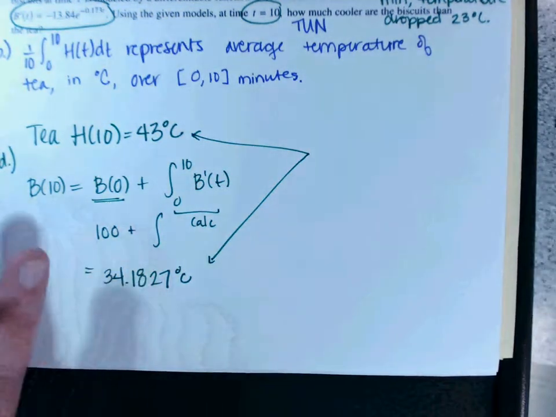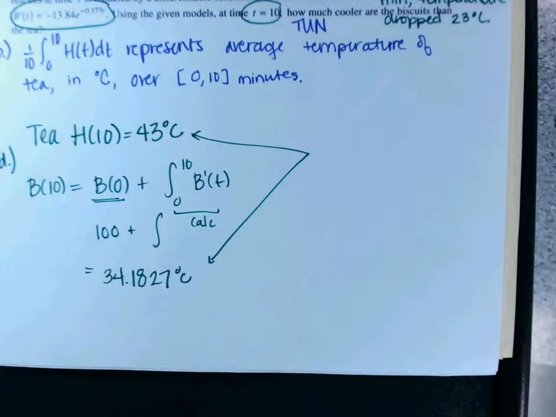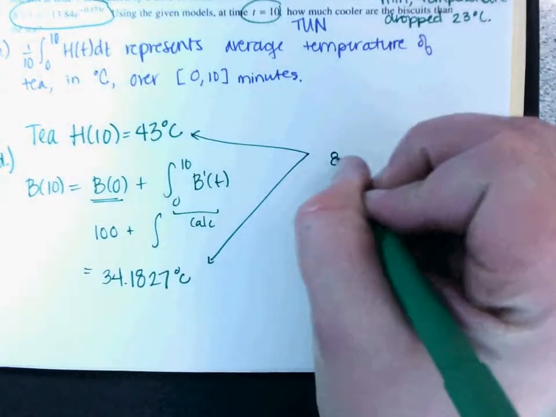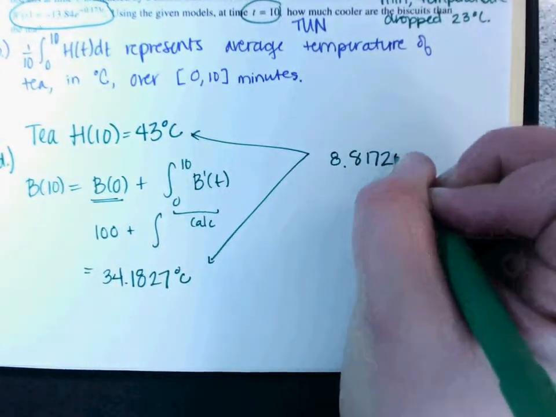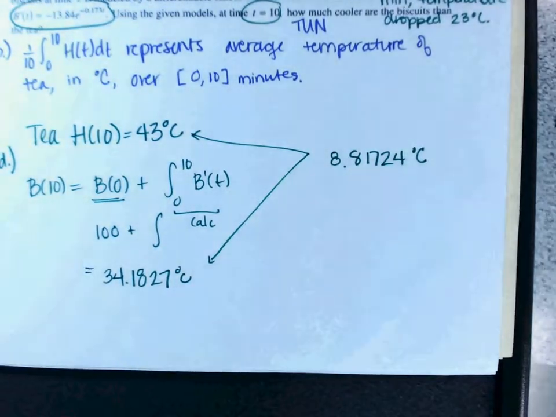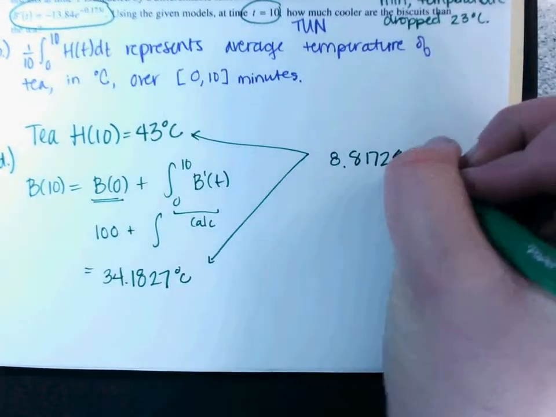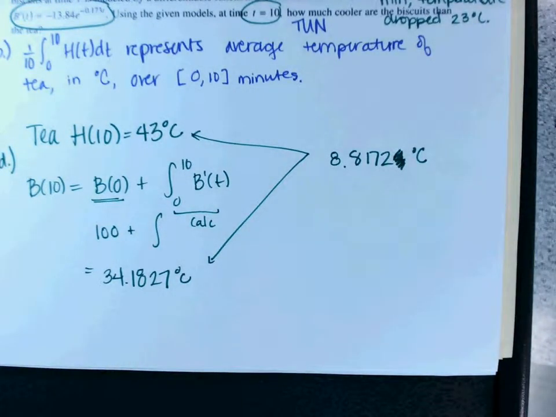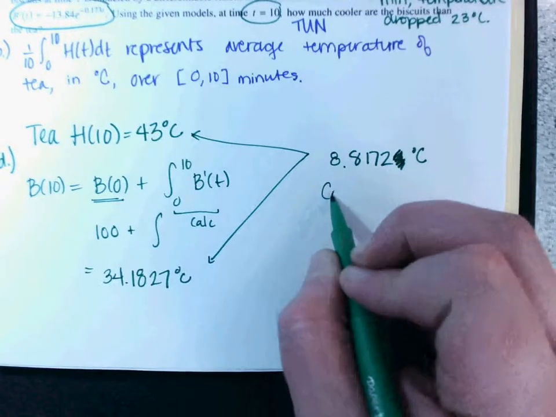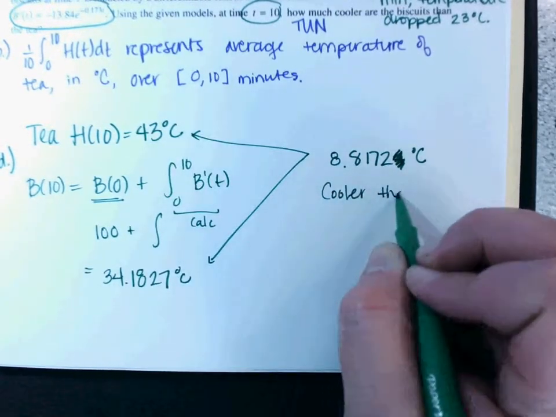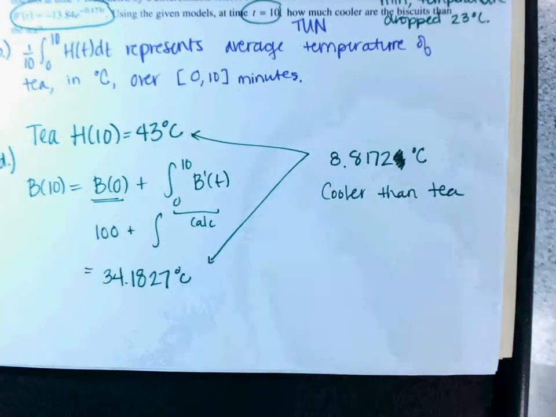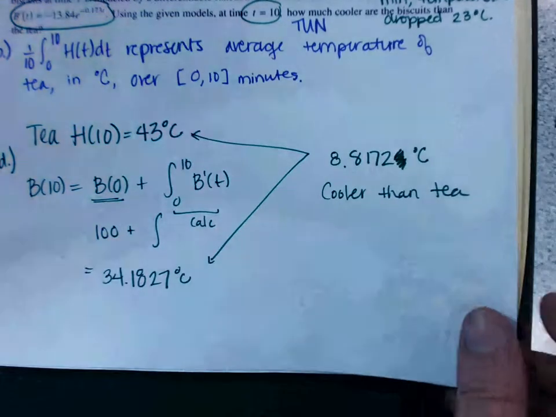So I'm going to minus 43 from my answer, and I get 8.81724 degrees Celsius. And I did an extra number, but you don't really need the 4. Okay? And then that would be cooler than the T. Okay? Alright, turn the page.